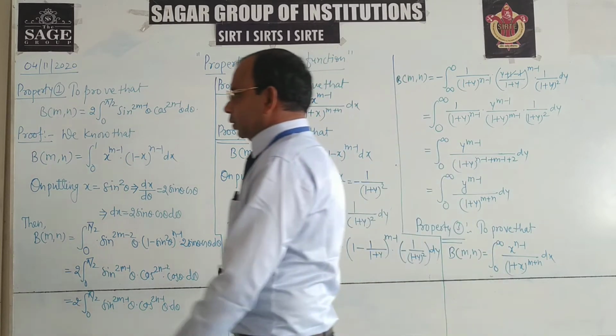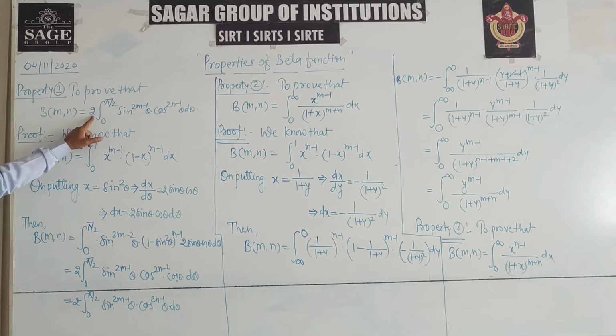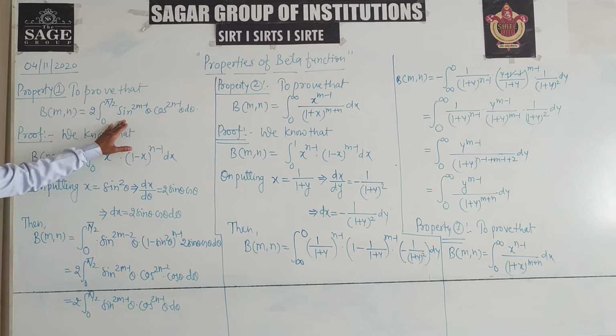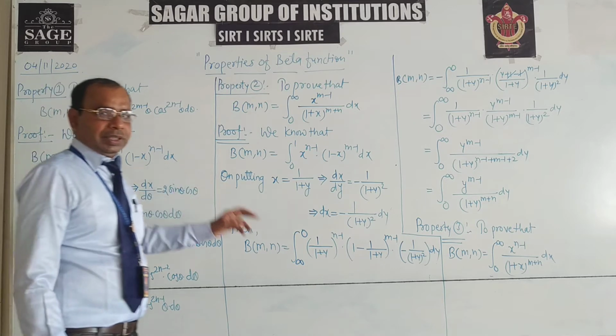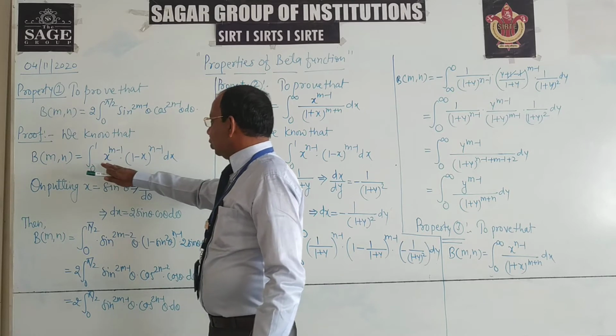Now we start here. The first property is to prove that beta(m, n) equals the integral from 0 to pi by 2 of sin^(2m-1) theta cos^(2n-1) theta d theta. Here this property belongs to the trigonometrical format. The last property was proved in the format of beta(m, n) equal to this.